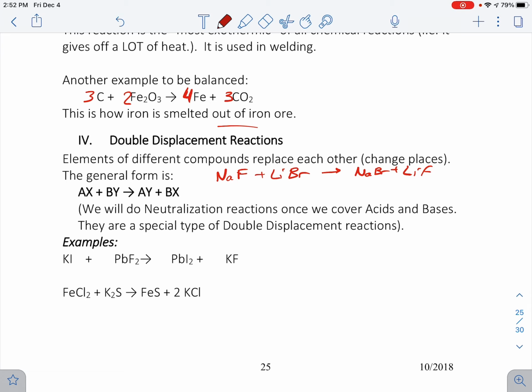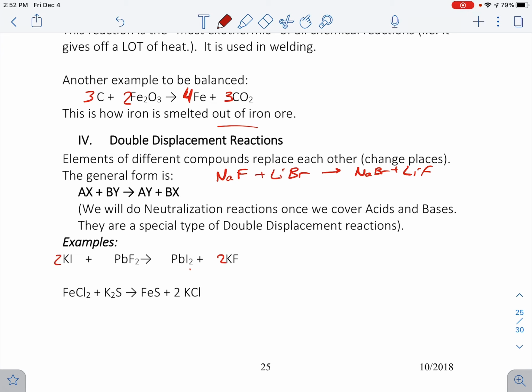Here we have potassium iodide and lead fluoride. They switch partners. The lead is now lead iodide, and there's a potassium fluoride at the end. We just have to do some balancing here, and I'm going to do a quick 2 and 2 just to balance that out.